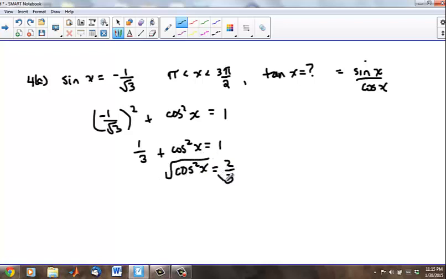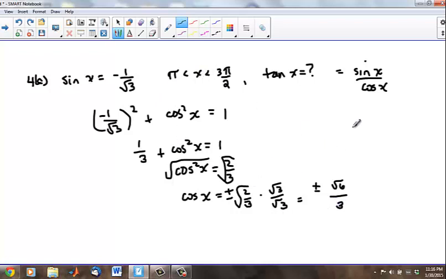Then of course you have to take the square root and you get cosine x is equal to square root of 2 over 3. Okay? And there's a positive and a negative root. Now, we can go ahead and rationalize the denominator, and then we get positive or negative square root of 6 over 3.